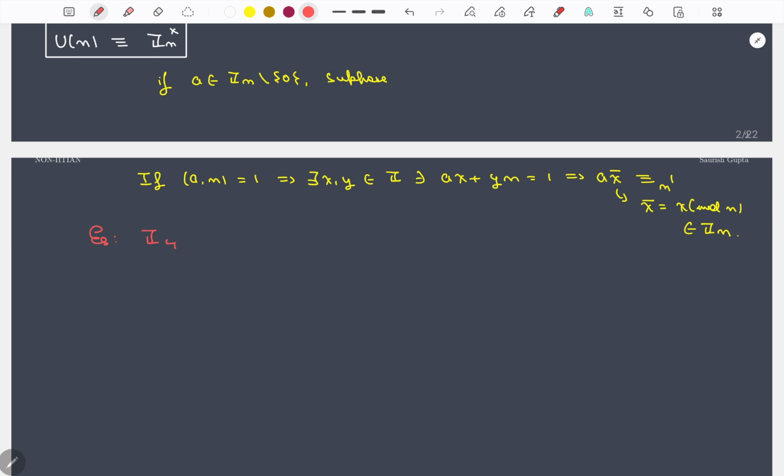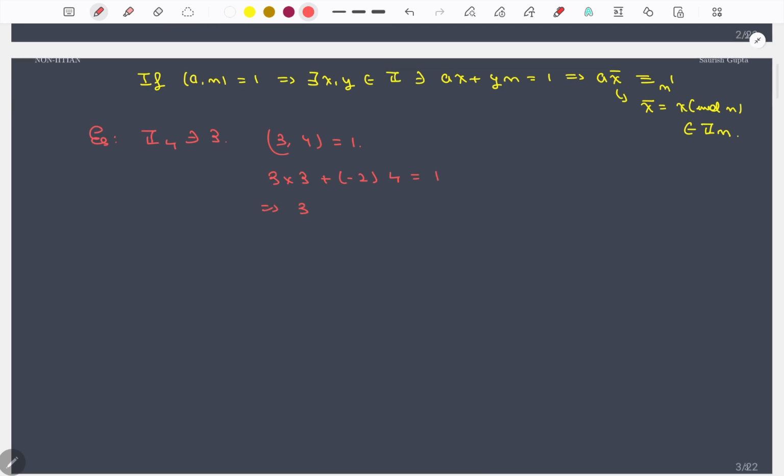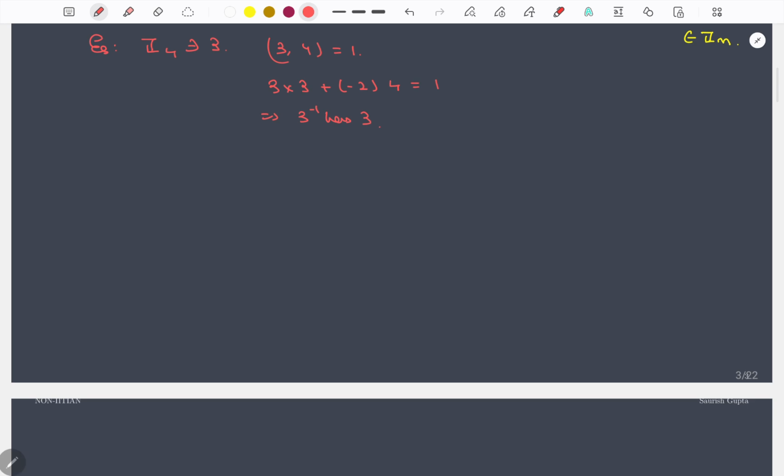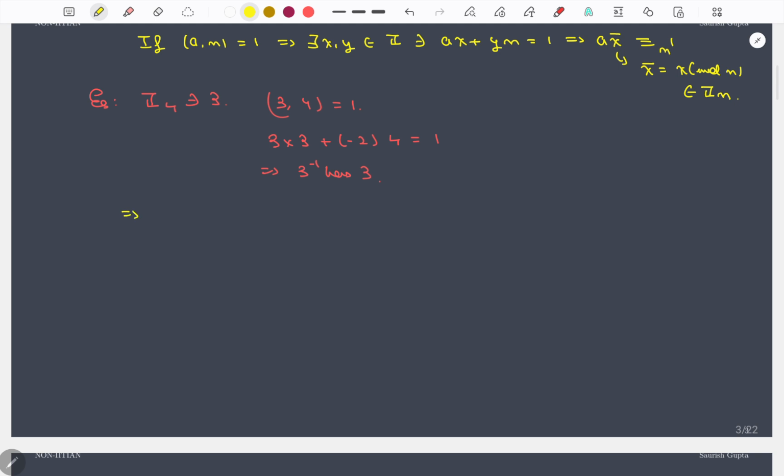For example, suppose we take Z4 and I choose the element 3, right? Then we know that 3 and 4 have GCD 1, and 3 times 3 minus 2 times 4 is equal to 1. So from here we can conclude that 3 inverse is just 3. I hope it's clear now. Fine. So what we can conclude is that if the GCD of a and n is 1, then a is a unit.